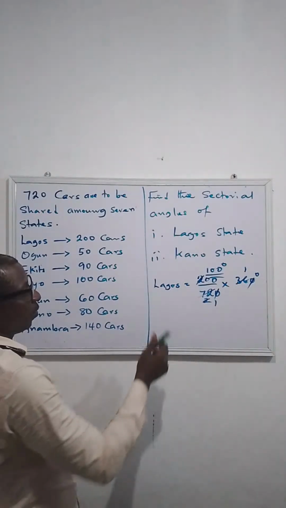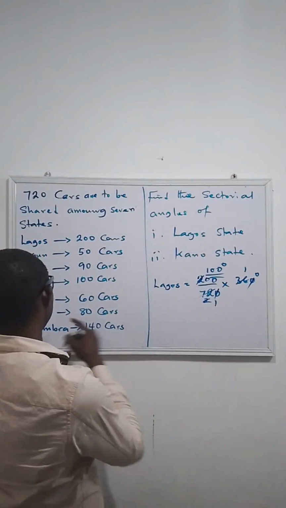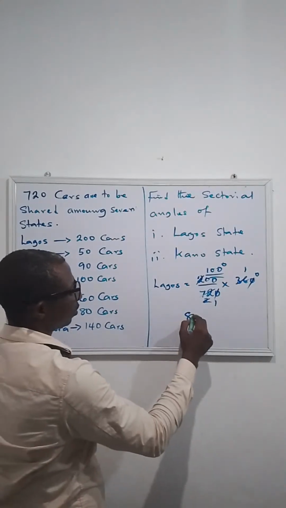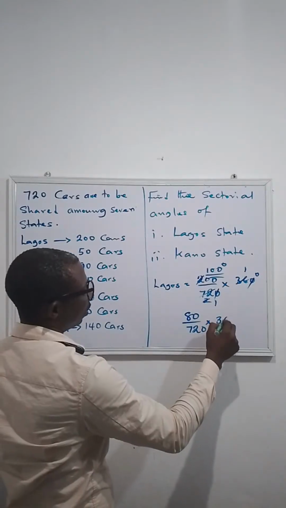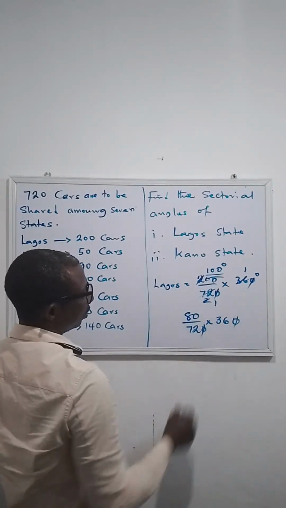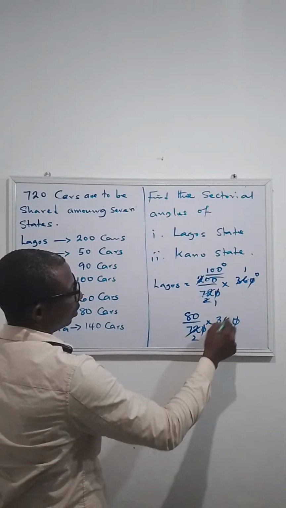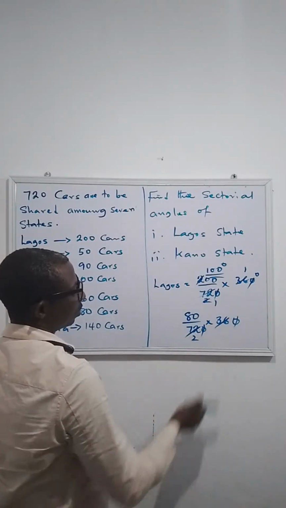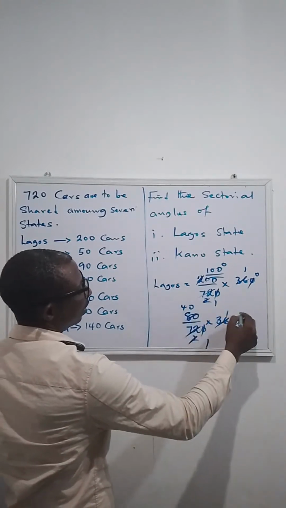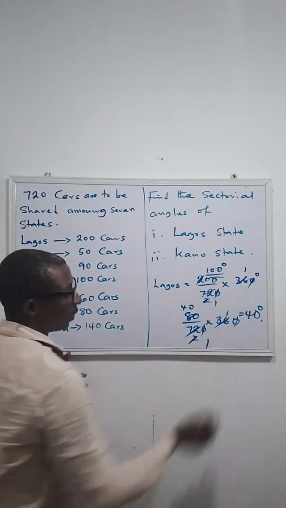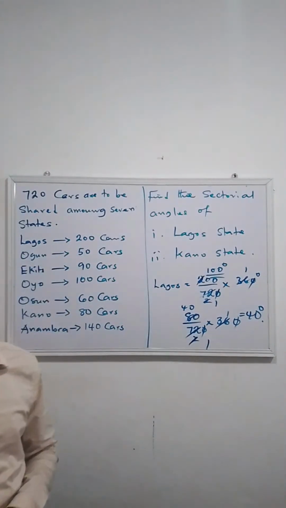So now the second one, Kano. So we have what for Kano? Kano is 80. We have 80 over 720 times 360. So this cancels this. Okay, this goes here. 36 goes here is 2. 36 goes here is what? That's 1. So 2 goes here 1, 2 goes here 40. So the answer is 40 degrees. Okay, can you see that? So those of you that got the answer, can put your hands together for yourself. That's very good of you.